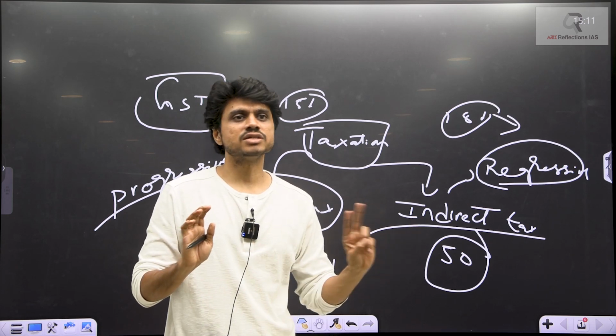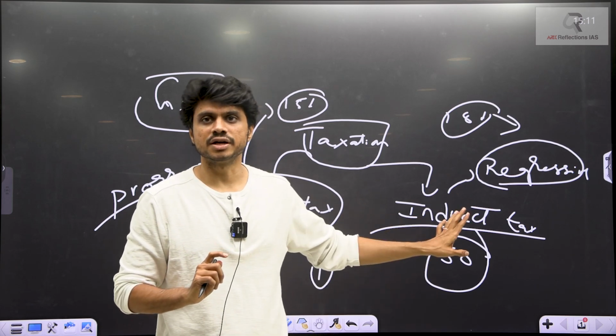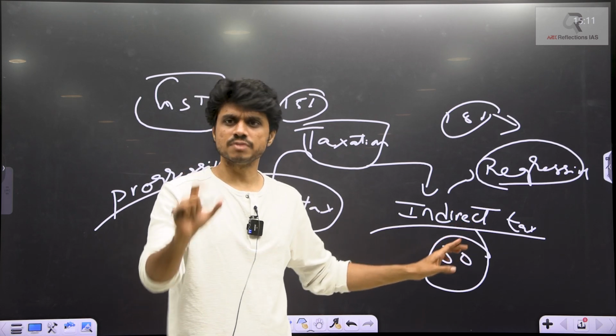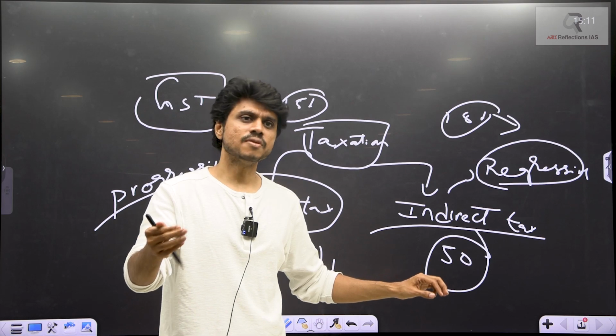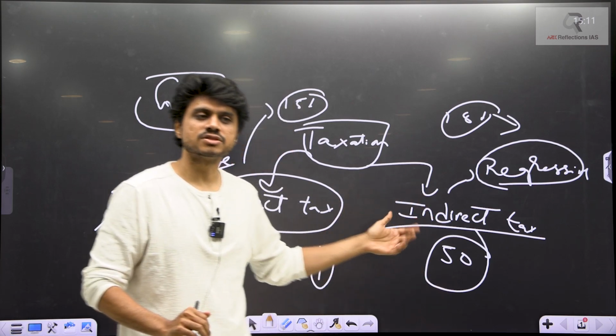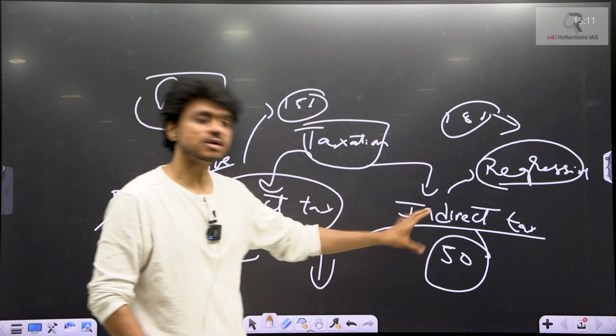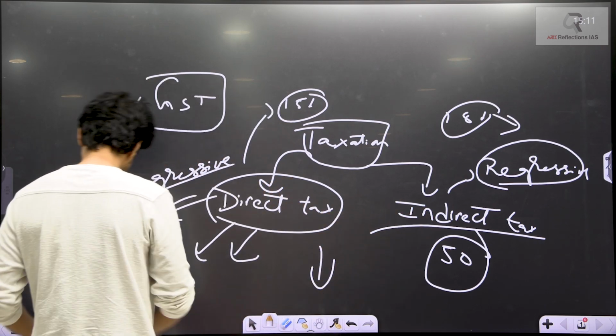So taxation, direct tax, indirect tax. GST is your indirect tax. So are we clear here? So far everything is clear. This is a basic fundamental thing I have discussed. We have discussed two types of taxation. Direct tax, you cannot shift the burden. Here the burden can be shifted. Yesterday we discussed the same thing, the same example.